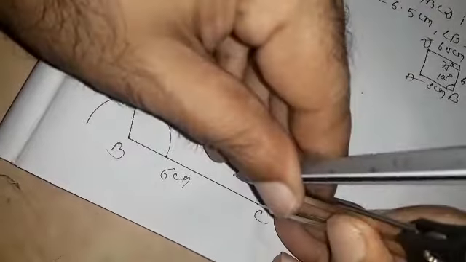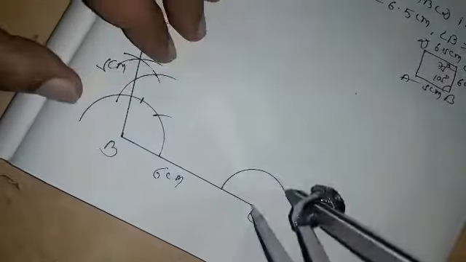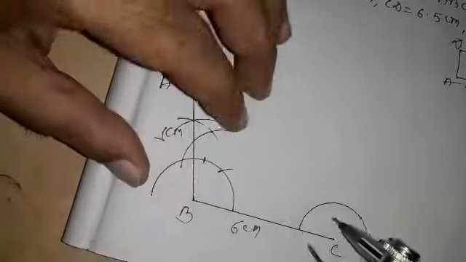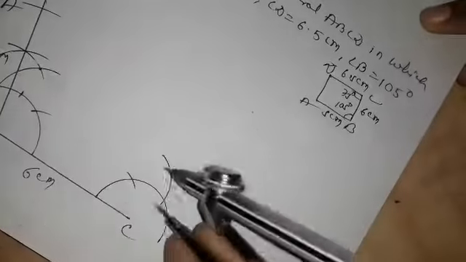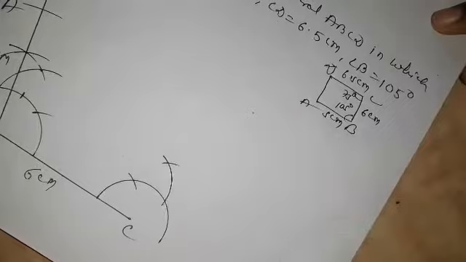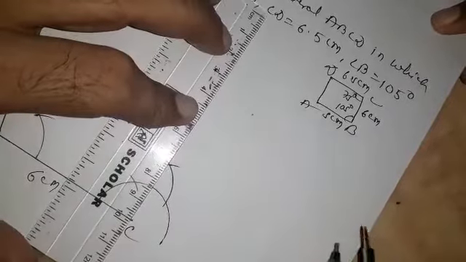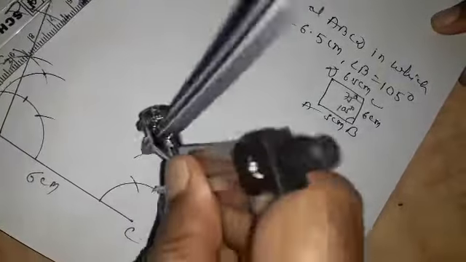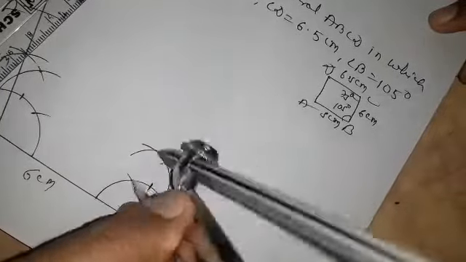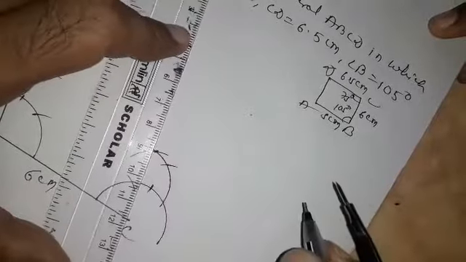Now at point C make an angle of 75 degrees. Draw 60, another 60, bisect, this one is 90, the arc of 90. This 30 is divided into two equal parts. So this is the angle of 75 degrees.